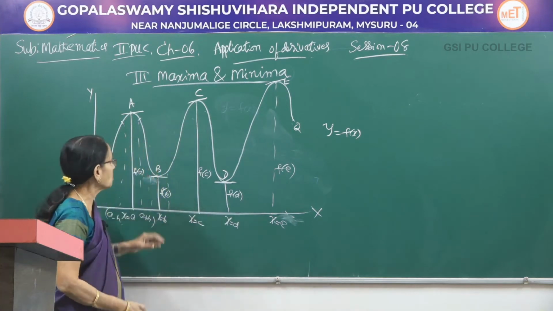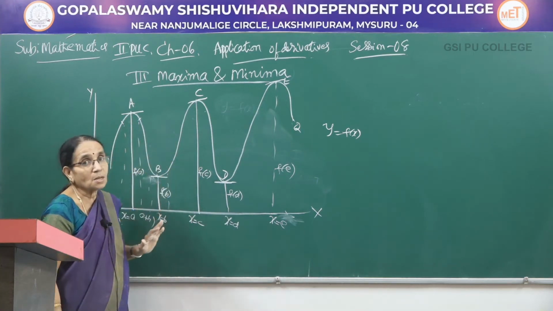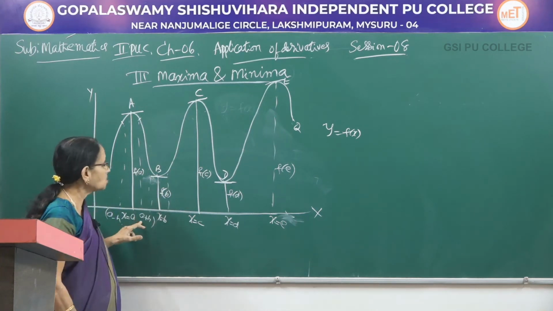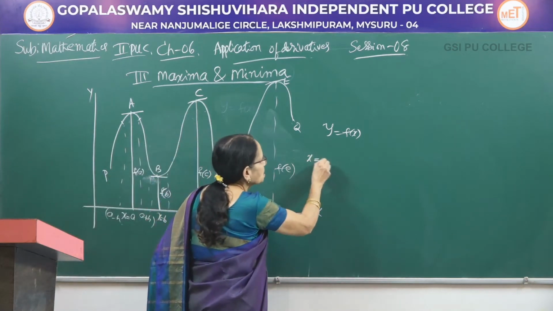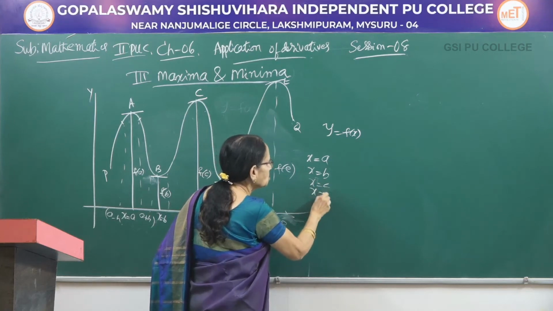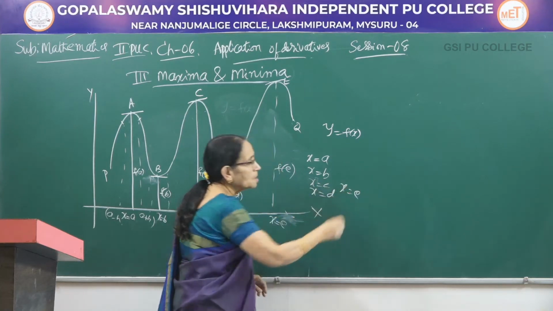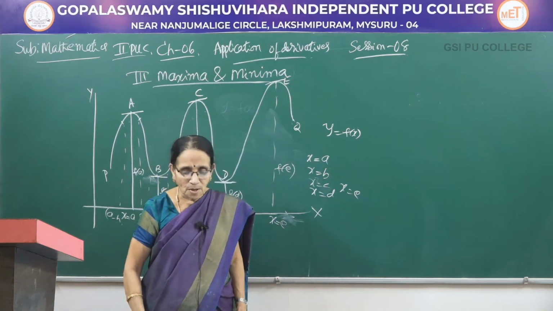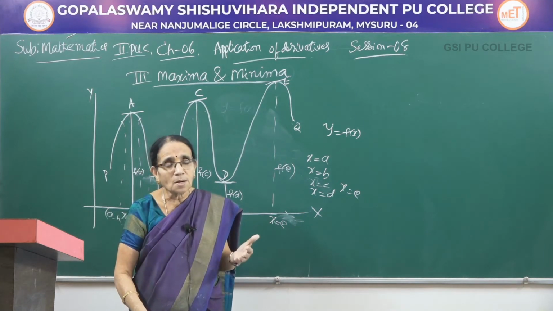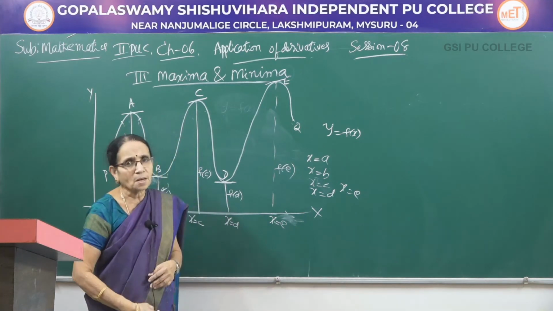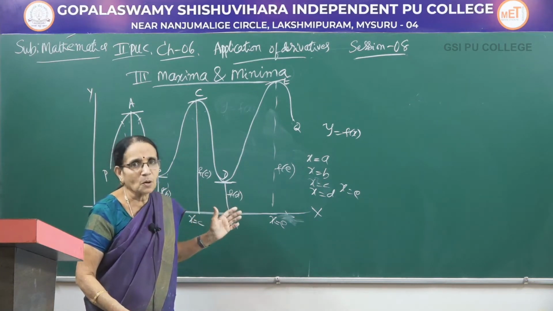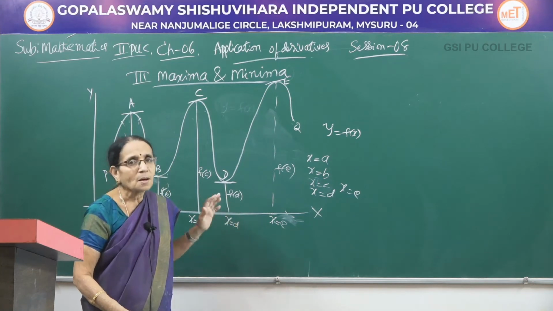Okay. And another piece of information, the points A, B, C, D, E, all of them we call turning points here. And what about these values here? X is equal to A, X is equal to B, X is equal to C, X is equal to D, and X is equal to E. All these values we call the critical points. The values of X here are called the critical points A, B, C, D, E. That is where exactly the function attains either a maximum value or a minimum value. Those points are called the critical points.